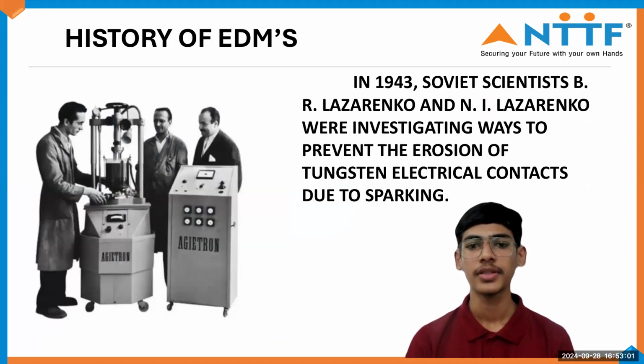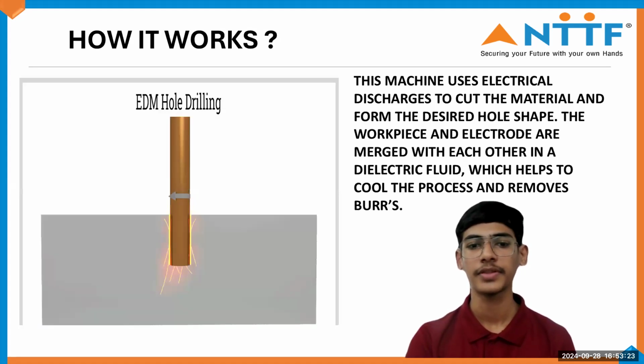History of EDM machines. In 1943, Soviet scientists B.R. Lazarenko and N.I. Lazarenko were investigating ways to prevent the erosion of tungsten electrical contacts due to sparking. They found that if there is no contact between the cutting tool and the workpiece, machining can be done on any type of workpiece.